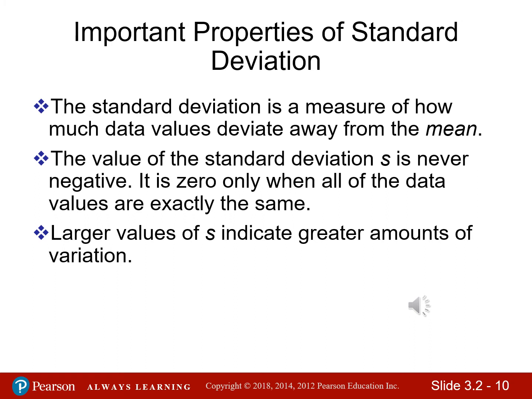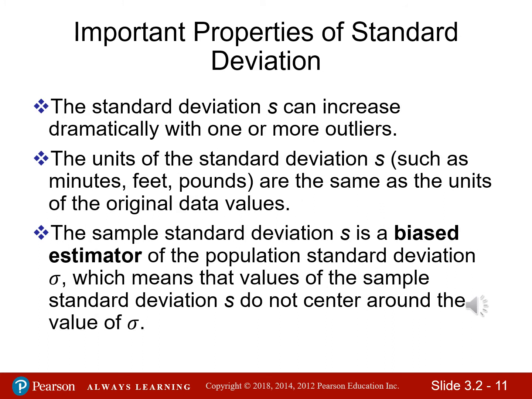The value of the standard deviation will never be negative. It is 0 only when all of the data values in your data set are exactly the same. And finally, the larger values of the standard deviation indicate a greater amount of variation among your data values.